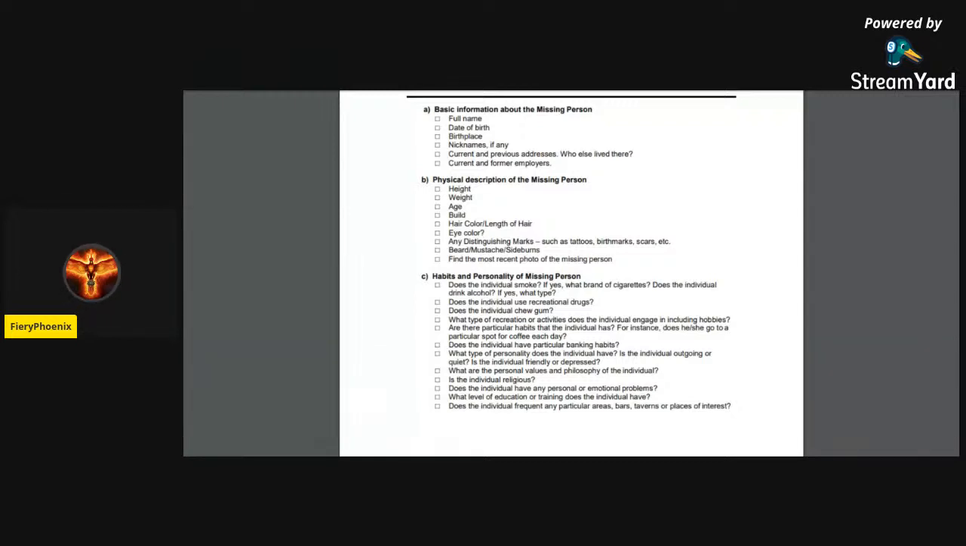What are the personal values and philosophy of the individual? That's a good one. I think, anyway. Is the individual religious? You can go ask different churches. What church did you go to? Have they seen him that prior Sunday morning?